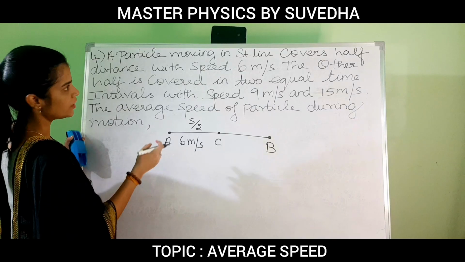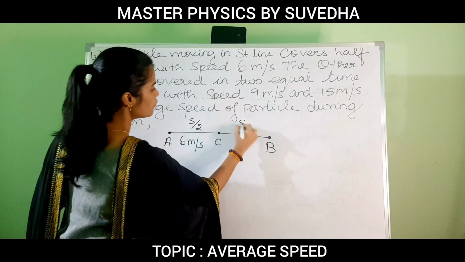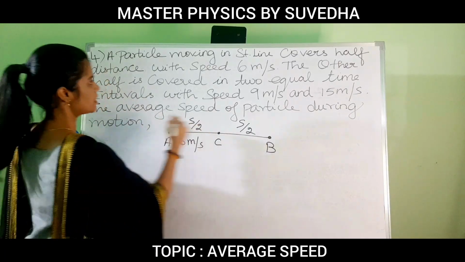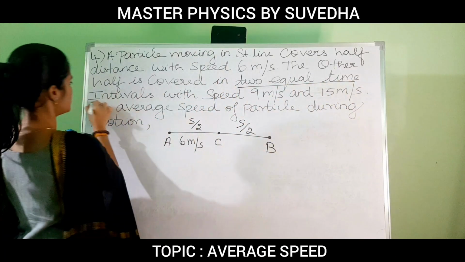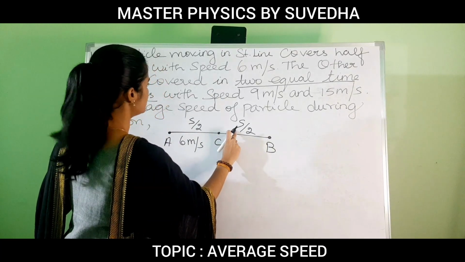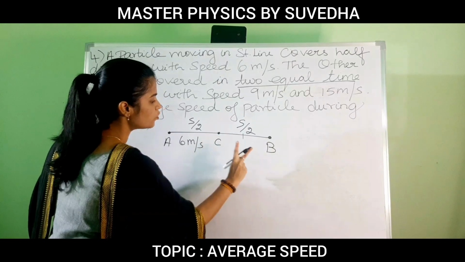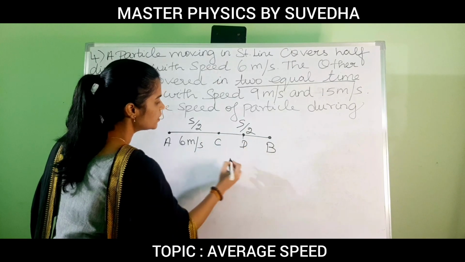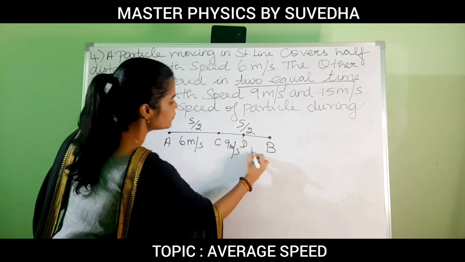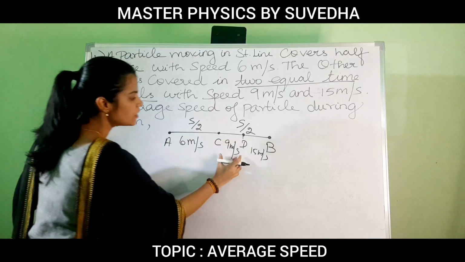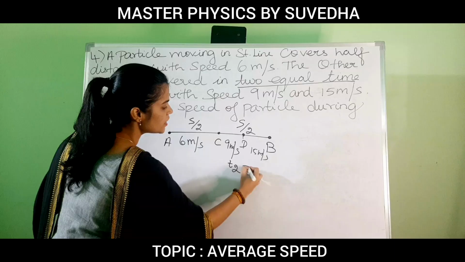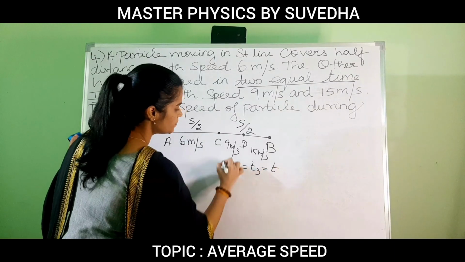Now the next point, the other half, that is S by 2, is covered in two equal time intervals. This is very important in this case. So the second segment, even though it has half the distance, is split into two parts. Just make this point D here. CD is covered at 9 meter per second and DB is covered at 15 meter per second. But what they mention is that C to D and D to B are covered in two equal times. Just consider T2 equal to T3, that is T.